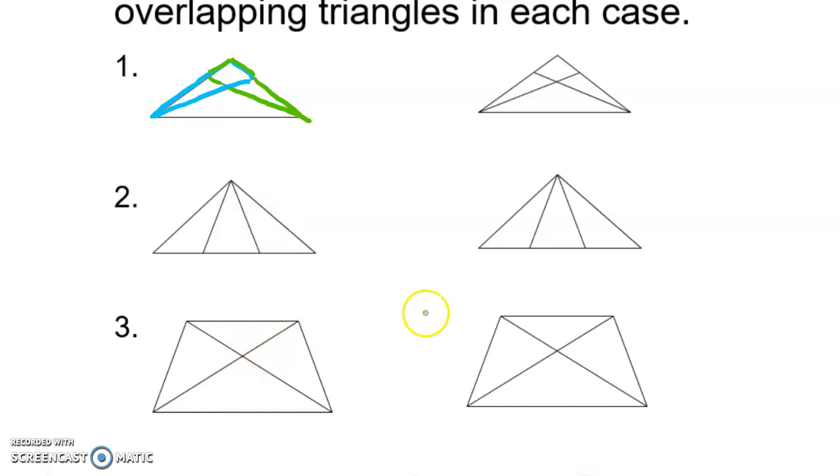And there's two pair of overlapping triangles in number 3. See if you can pause the video and come up with overlapping triangles and just kind of shade them over like this. Just do one per diagram.